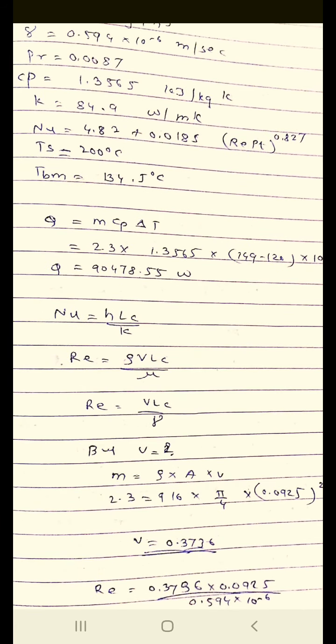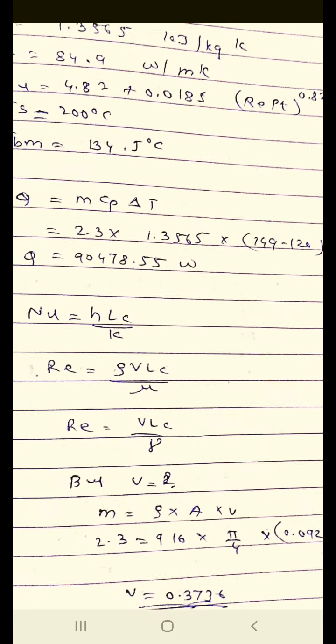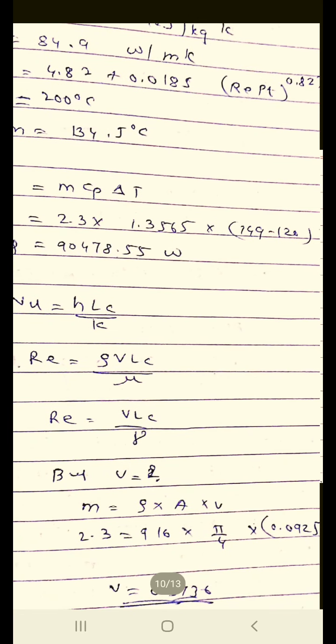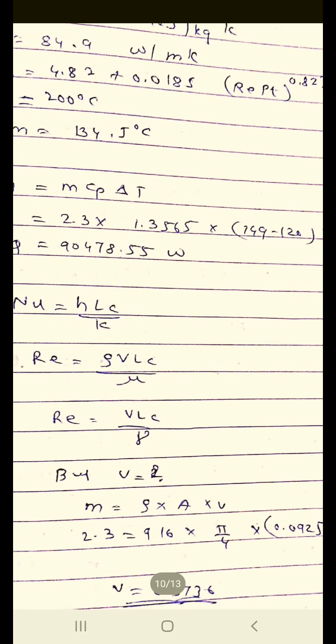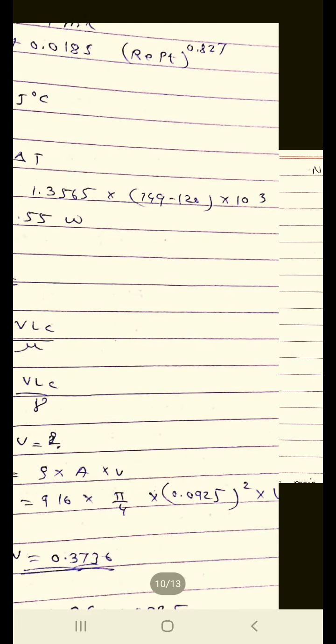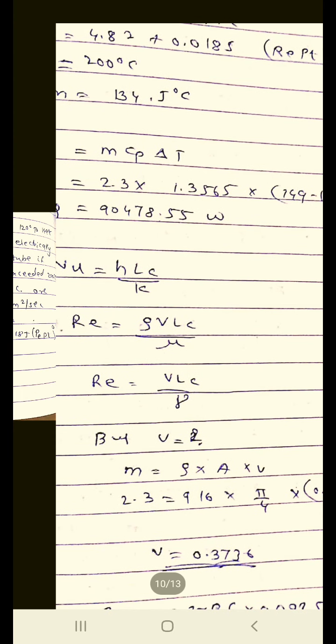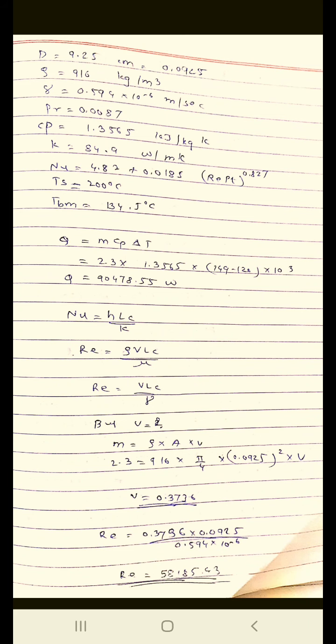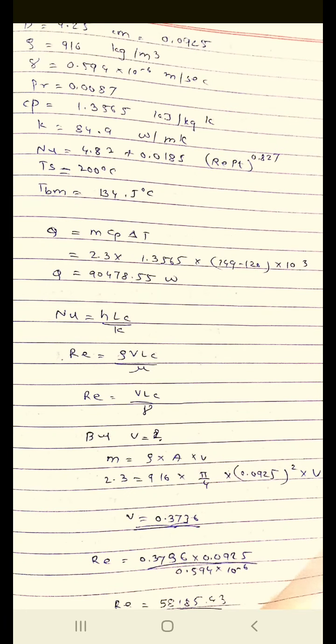Next is Re. Re is equal to rho V Lc divided by mu, where mu divided by rho is equal to nu. We don't know velocity V, so we will use the relation mass flow rate is equal to density into area into velocity. Here the only unknown is velocity. We will get velocity as 0.3736. Now we can calculate Reynolds number as V Lc divided by nu.